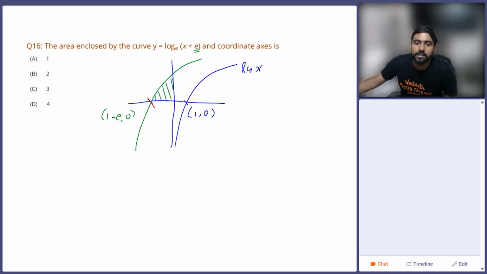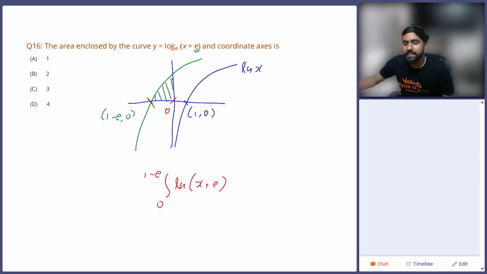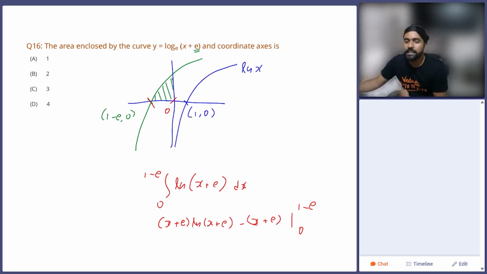So can I say that this point is 1 minus e, over here it is 0. So I have integral from 0 to 1 minus e of ln of x plus e dx. I can put x plus e equals t and then integrate, or I can directly use the integral of ln x, which is x ln x minus x, right? So I can directly take it as x plus e into ln of x plus e minus x plus e, limit from 0 to 1 minus e over here. Oh, why am I writing that?